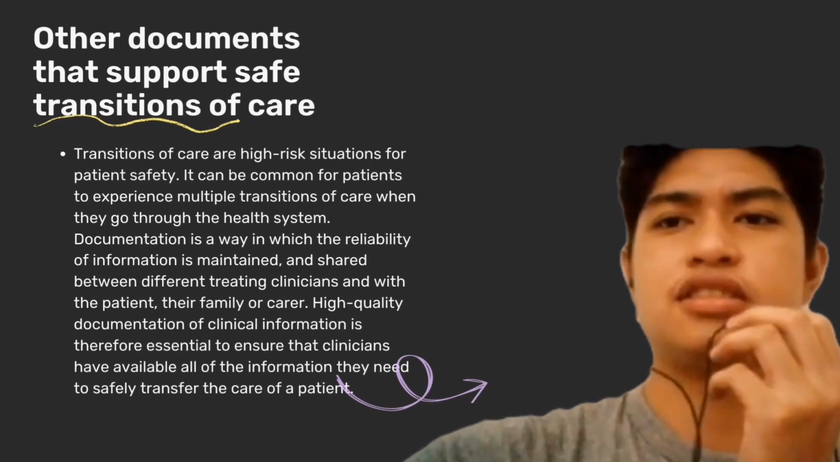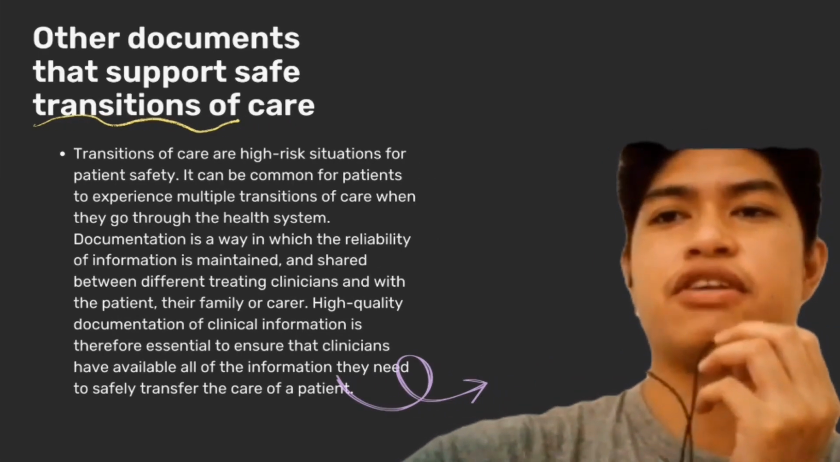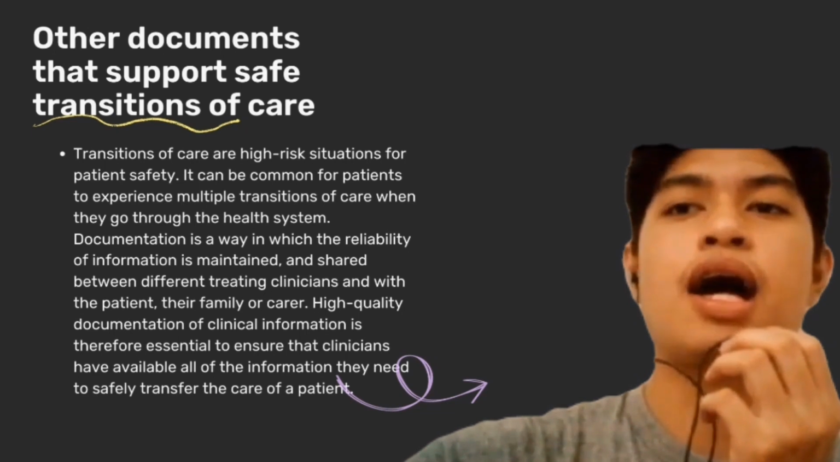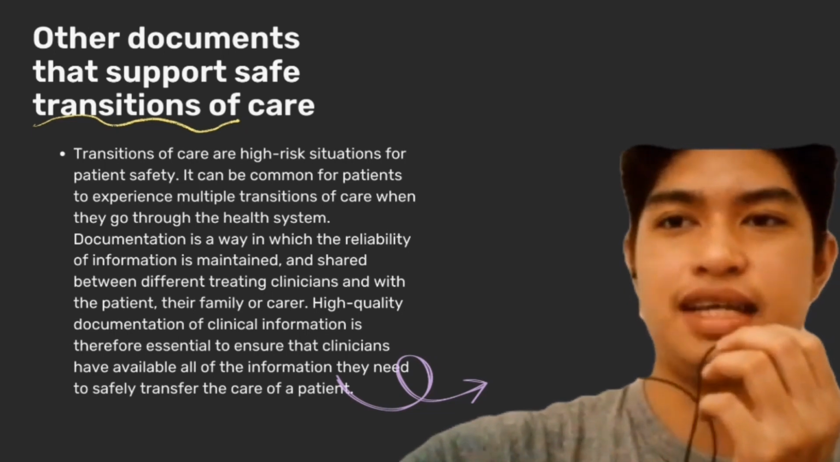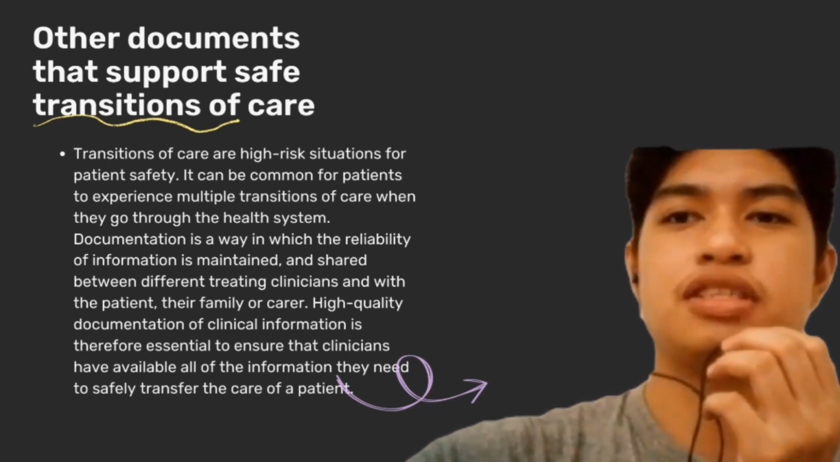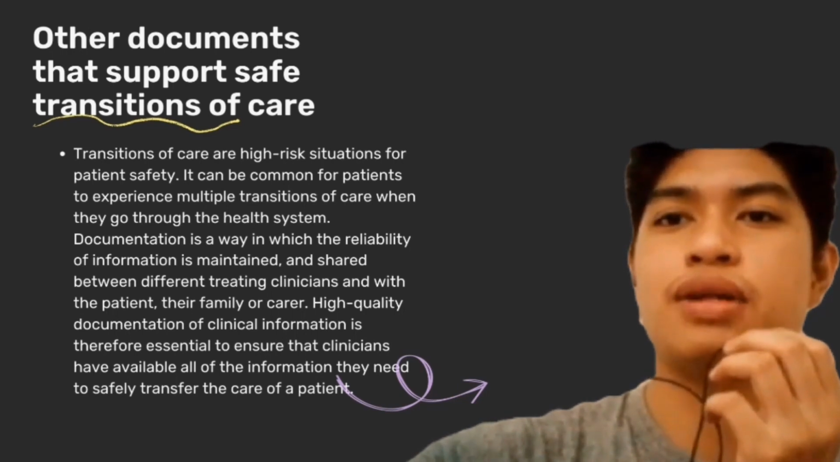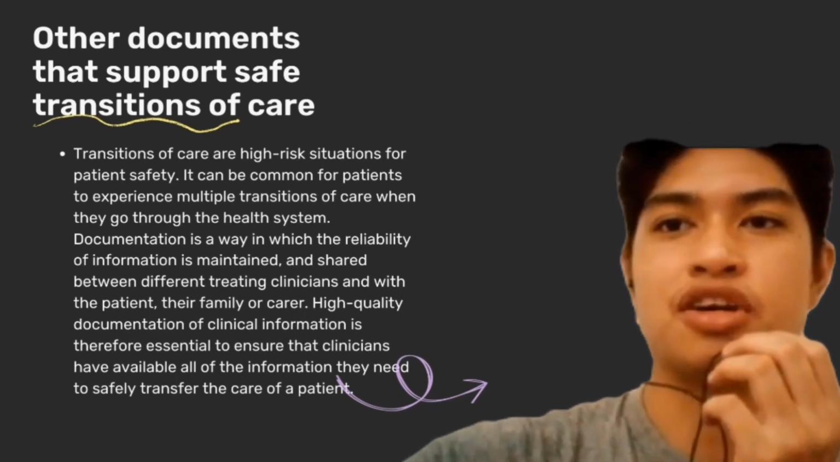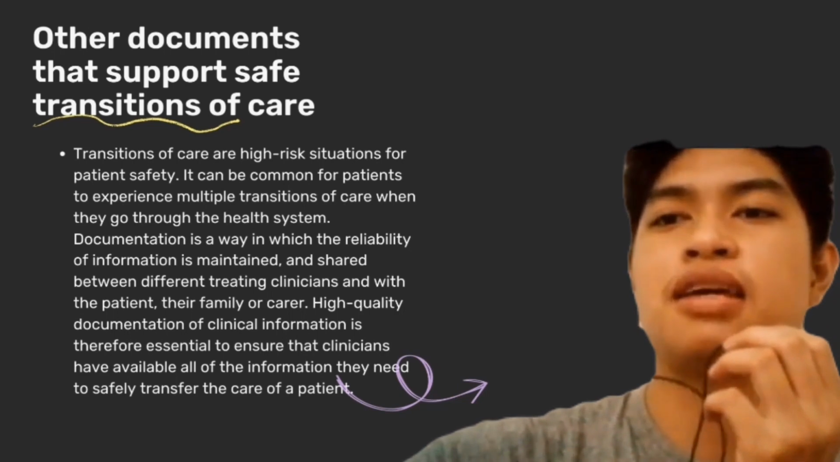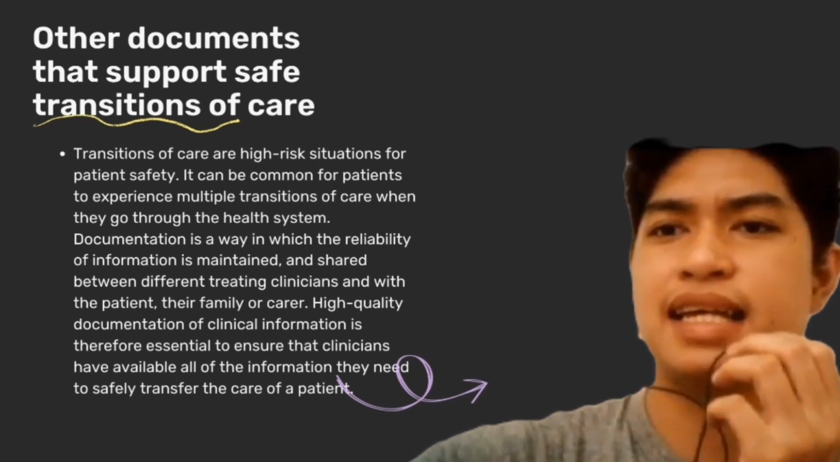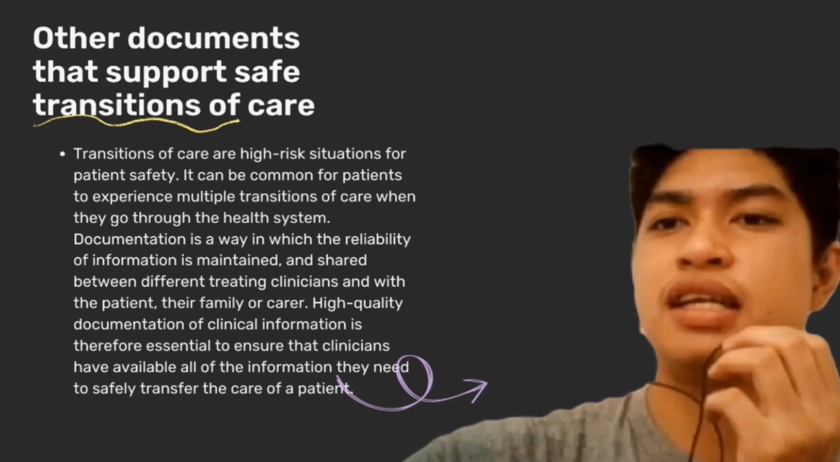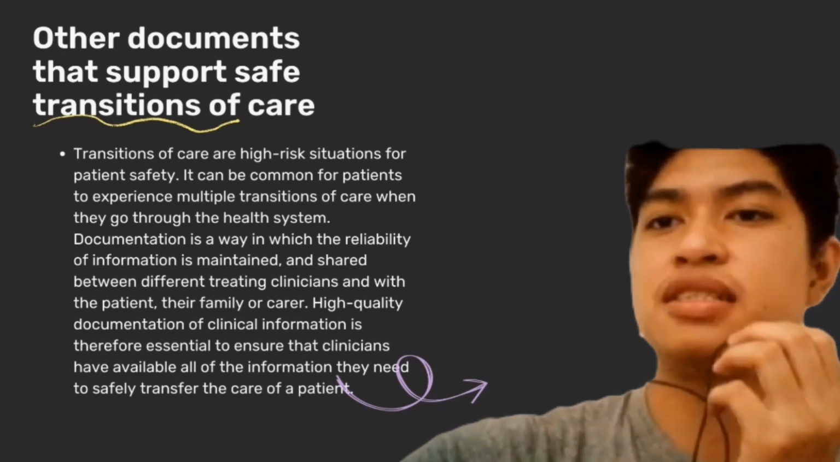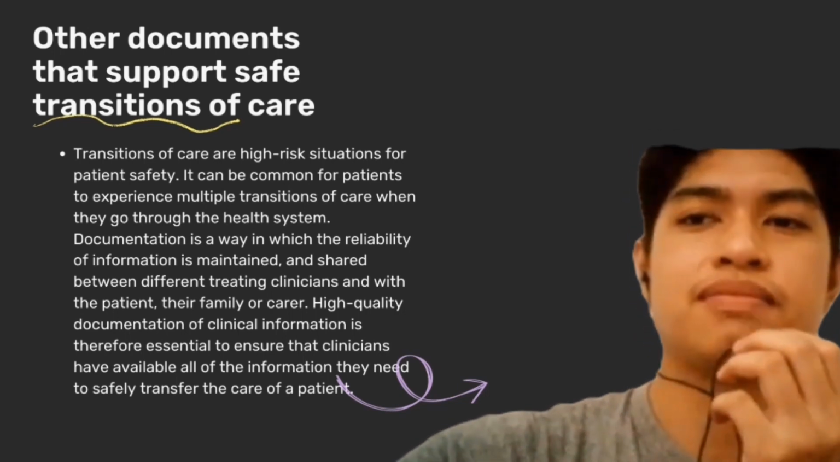Other documents that support safe transitions of care. Transitions of care are high-risk situations for patient safety. It can be common for patients to experience multiple transitions of care when they go through the health system. Documentation is a way in which the reliability of information is maintained and shared between different treating clinicians with the patient, their family, or carer.